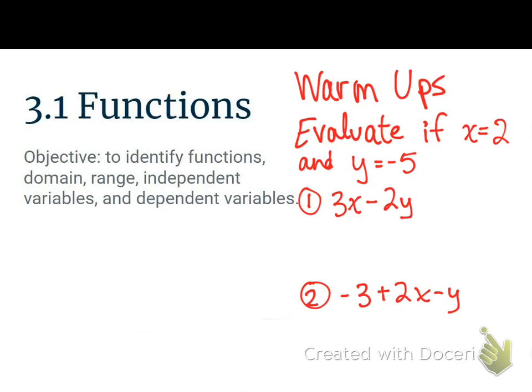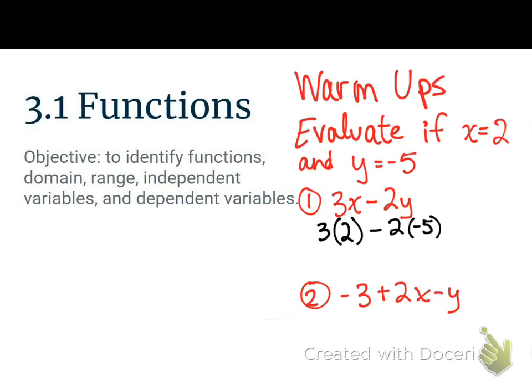So for our warm-ups, we are evaluating these expressions. Notice there is not an equal sign. We're not solving anything in the problem. We are simply plugging in and simplifying. So I would rewrite the problem, but instead of putting an x, what would I put? 2. A 2, and what do I usually put by the 2? We could put parentheses or a dot to know that we are multiplying those. Minus 2, and then in for y, I'm putting a negative 5.